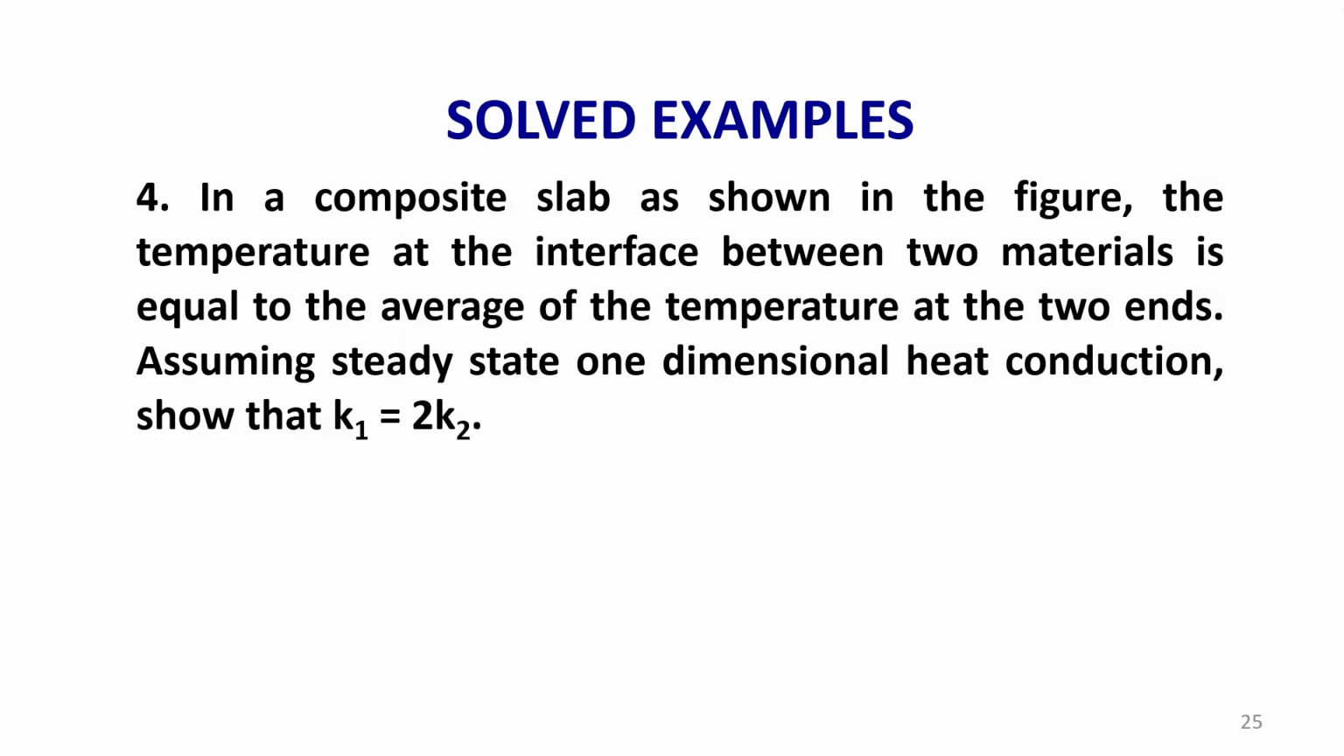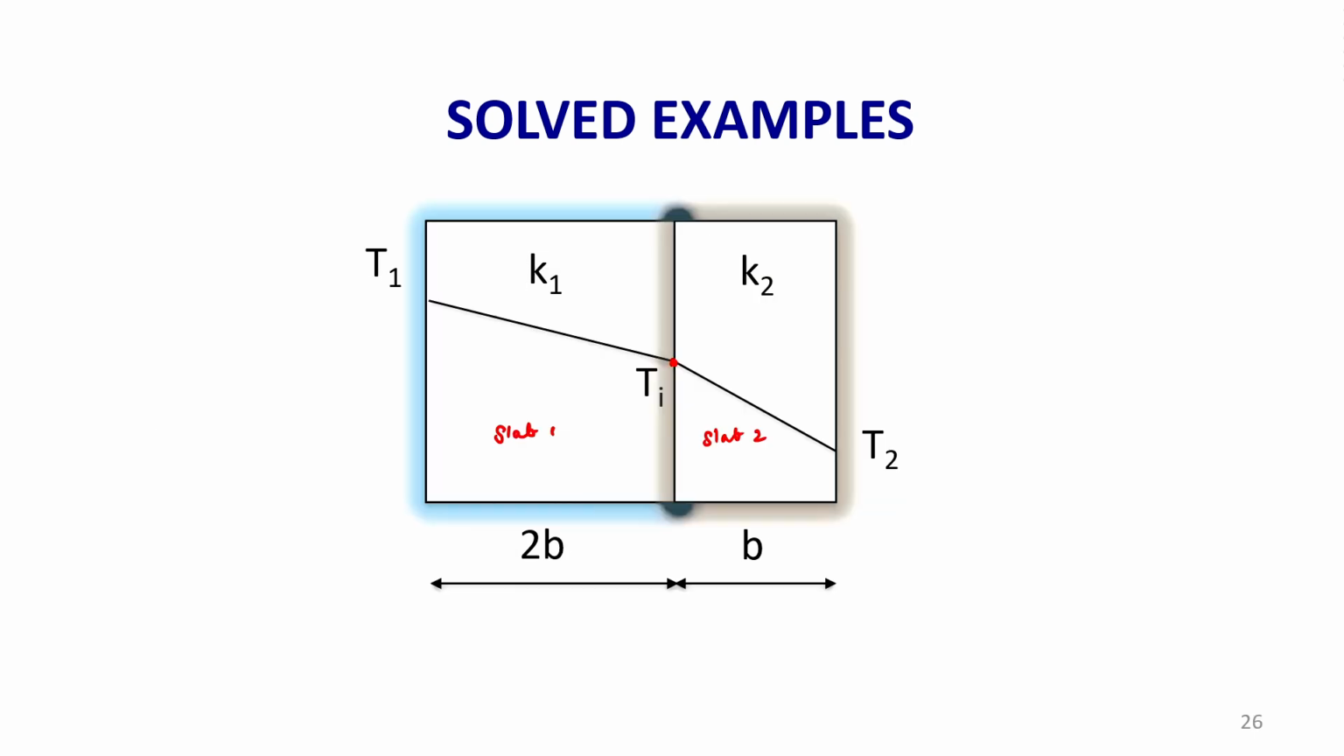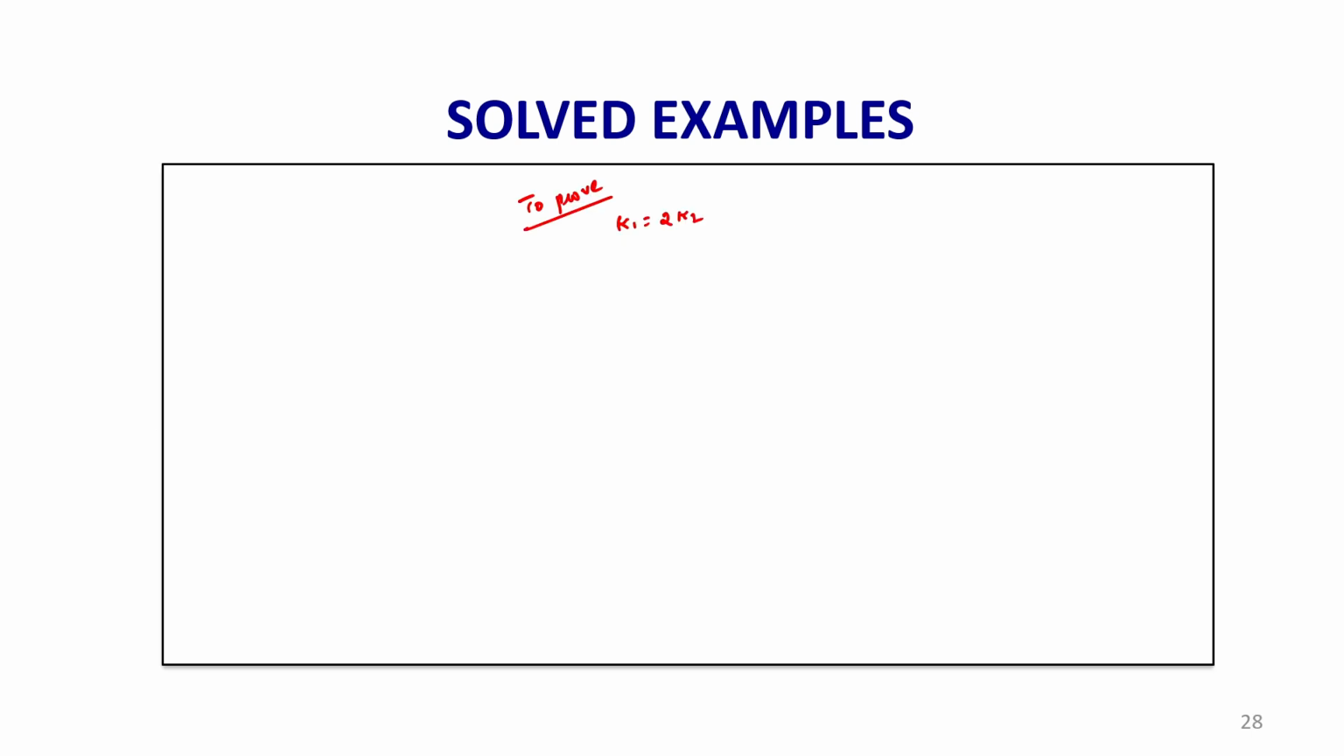And it is clearly given that the temperature at the interface between the two materials is equal to the average of the temperature at the two ends. The temperature at the two ends, on the left face it is T1 and on the right face it is T2. So, it is given that the interface temperature is equal to T1 plus T2, that is, the left face temperature and right face temperature, the average. So, divide by 2.